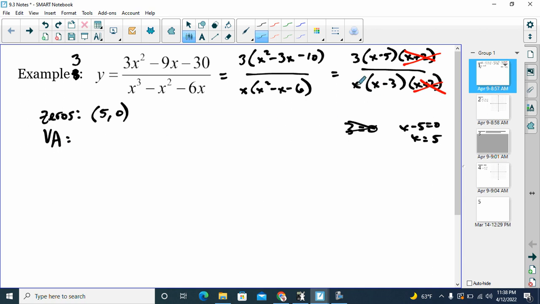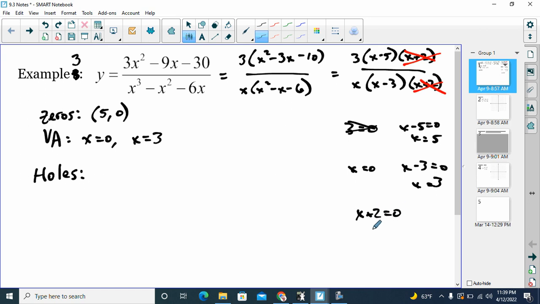Vertical asymptotes occur when the bottom is 0, so either x is 0 or x minus 3 is 0. Because I was able to cross out that x plus 2 on the top and the bottom, if I take x plus 2 and set it equal to 0, I get x equals negative 2. X equals negative 2 is not a 0 and a vertical asymptote. Instead, it's the x value of my hole.